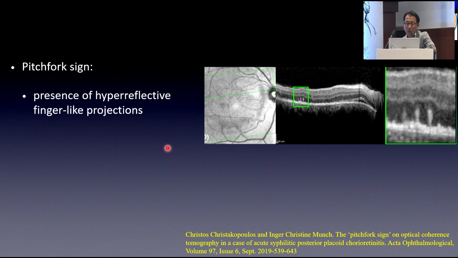Another sign is the pitchfork sign. Here you can see the finger-like projections from the choroid towards the outer retinal layers. This is usually seen in syphilitic lesions, toxoplasmosis, tuberculosis lesions, and sometimes in inflammatory CNVM also.